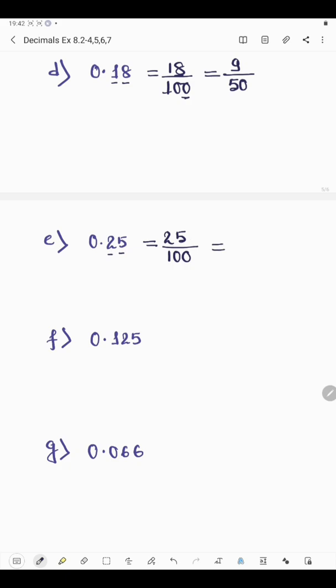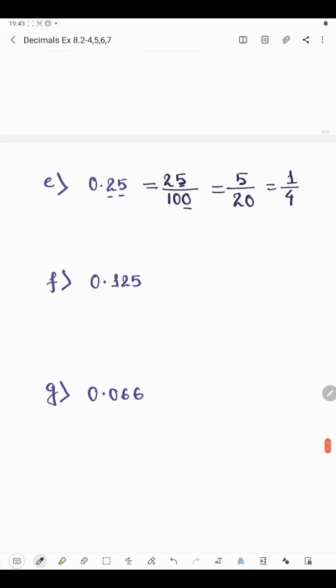Now here 5 is there in one's place and here 0 is at one's place. So both numbers will be divisible by 5. So 5 5s are 25, 5 20s are 100. Now both numbers again will be divisible by 5 further. So 5 1s are 5, 5 4s are 20. So 1 by 4 is only the lowest term.